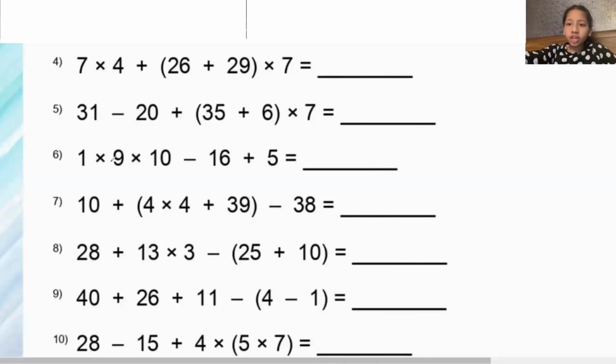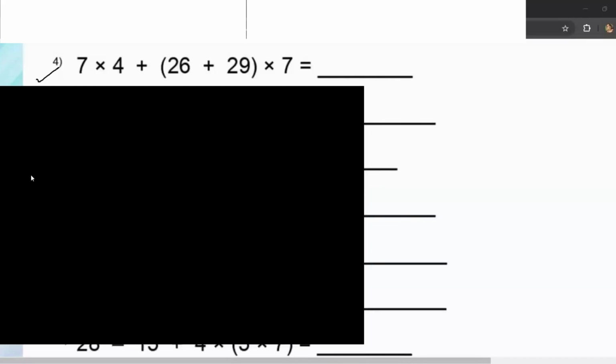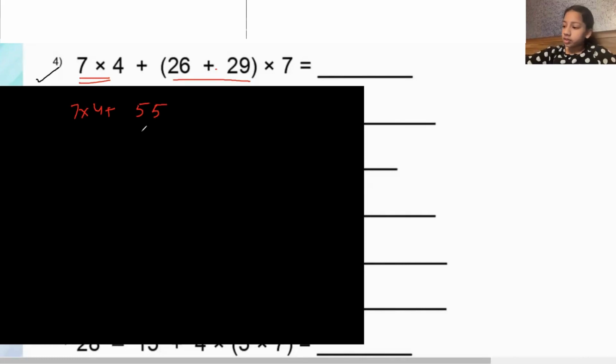Ma'am, I am a little confused in the 5th. No problem. Let me discuss this fourth part first and then we'll discuss 5 as well. So the fourth part solution we are discussing here. We have to solve the brackets first. Even if you have this multiplication sign here, still you will solve the brackets first. So this is 7 times 4 plus 26 plus 29 is what? 55. So 55 times 7. This is how we have solved it, right?